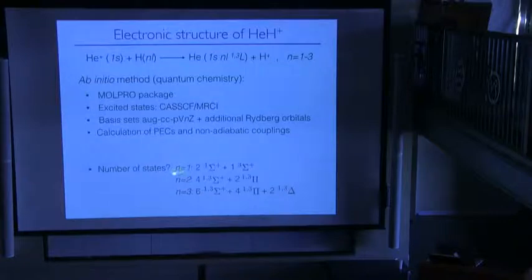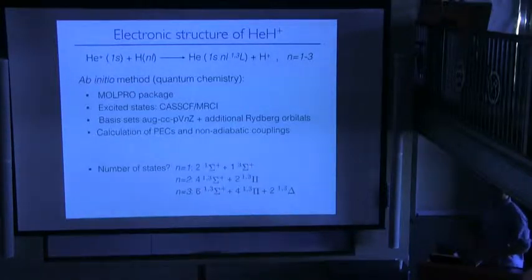Just to give you an example, here's the number of states that you have to consider. For n equal 1, you have 3 states. For n equal 2, you have 6 states for singlet symmetry and 6 for triplet. For n equal 3, you have 6 plus 4 plus 2, so it becomes very complicated very easily. And so we will just stop at n equal 3.